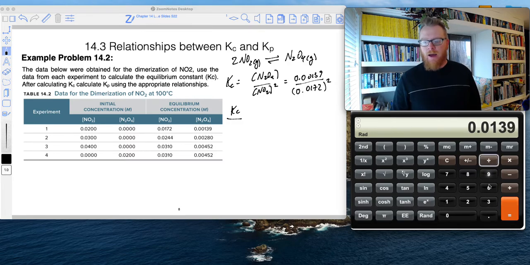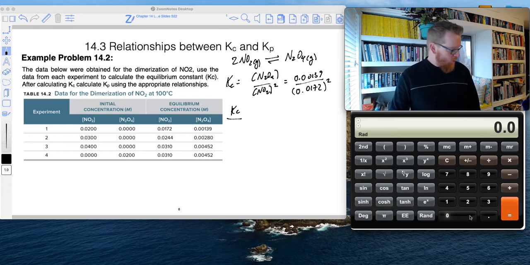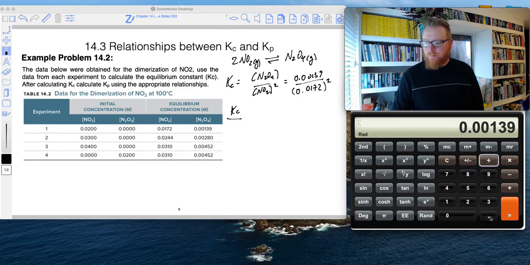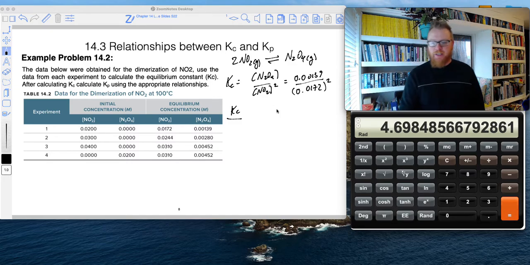Okay, so let's calculate that. 0.0139 divided by 0.0172 squared equals. Okay, great, that's not quite what I was expecting based on my cheater notes. Let me see what I did wrong. I think I might have forgotten a 0: 0.00139 divided by 0.0172 squared equals. Okay, so my cheater notes told me I was supposed to get 4.70. So we recognize that one's 4.70.